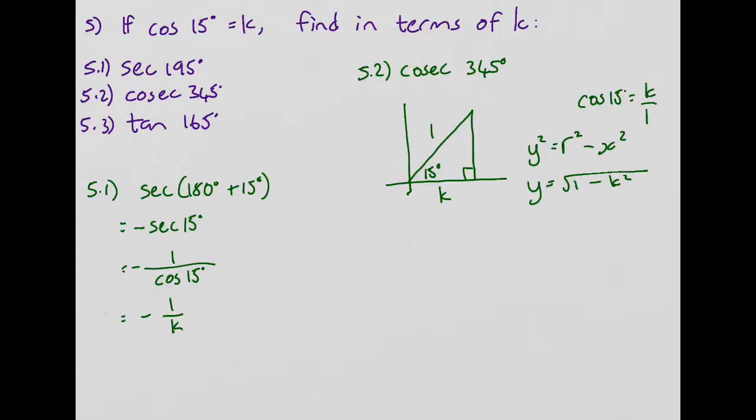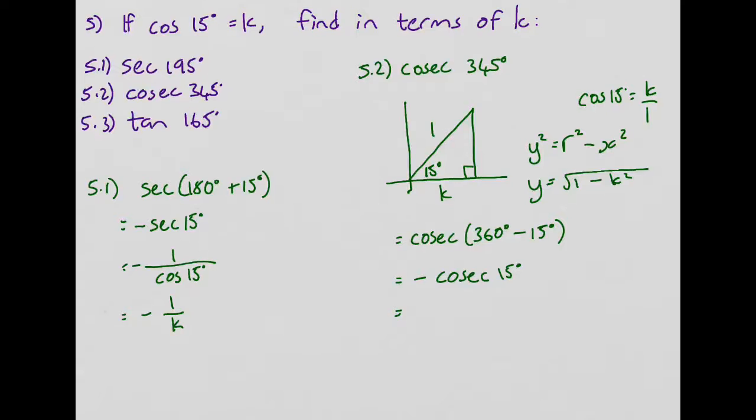There's a reduction there. Cosec 345 is 360 degrees minus 15 degrees. And cosec is negative in quadrant 4, so that'll become negative cosec 15 degrees. Right, so the ratio for cosec now is r over y. So we're going to have negative r at the numerator and y, which we've worked out as root 1 minus k squared, in the denominator.